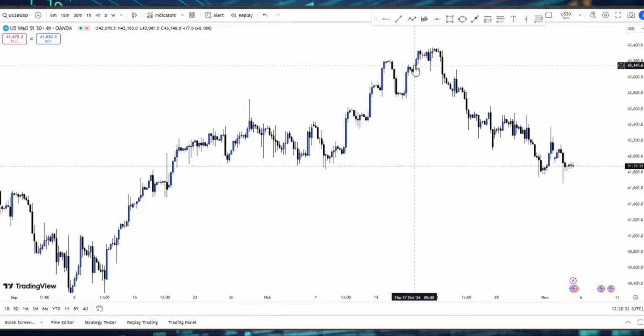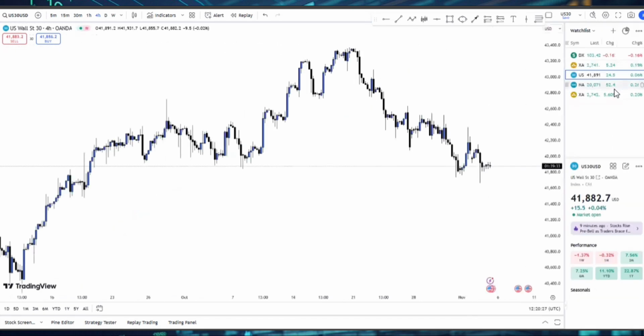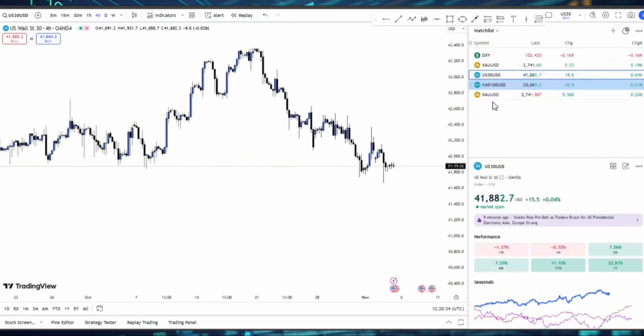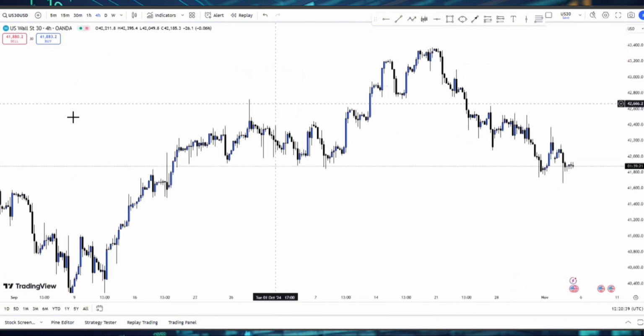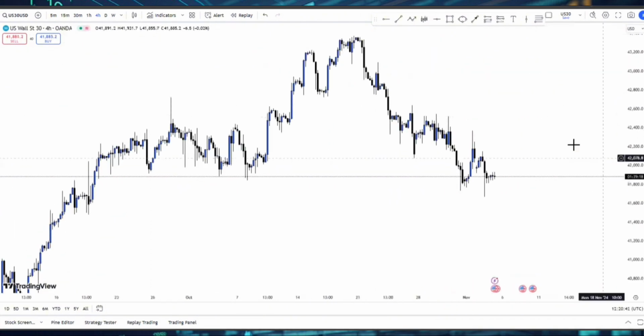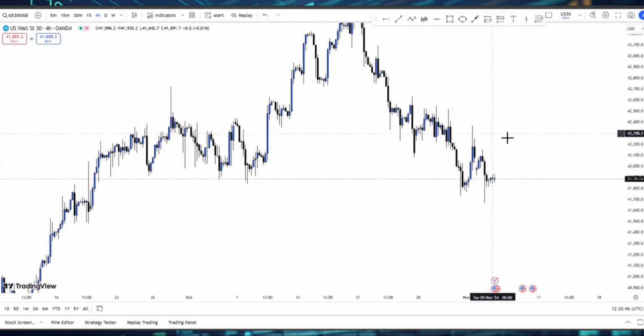What's going on, everybody? This is a market update for US30, Nasdaq, and also XAUUSD. As you can see on my watch list here, we have US30, we have Nasdaq, then we have gold. But first of all, this is the US30 chart, and I will start by breaking it down. What we should be expecting from the week, and what price is currently doing on US30, Nasdaq, and gold, all right?